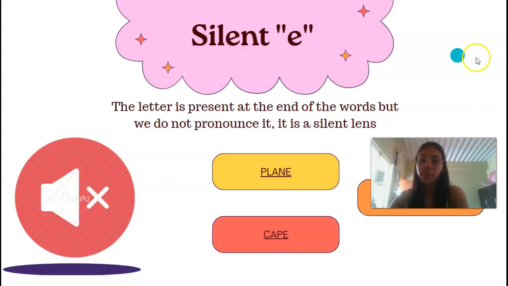For example, in the word plane, we don't pronounce "planey" because the E is an invisible letter. We don't pronounce it. And the letter A is longer, plane.